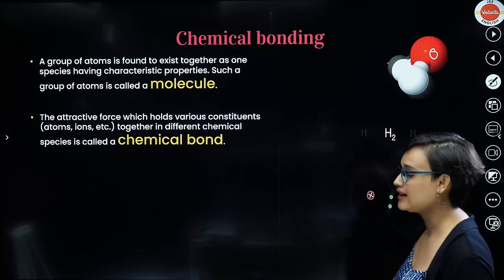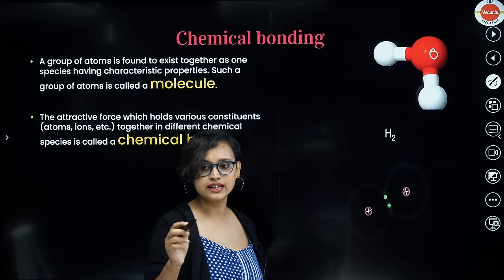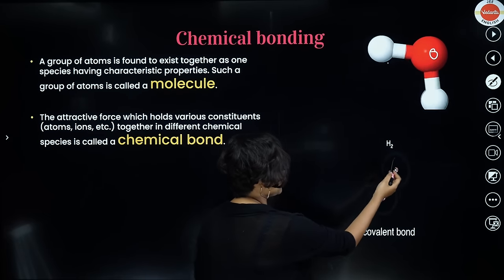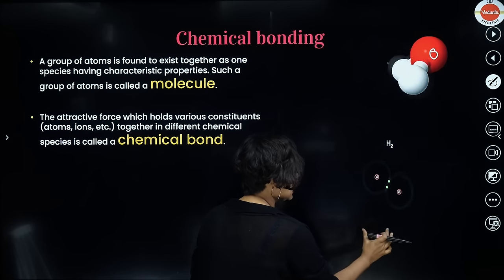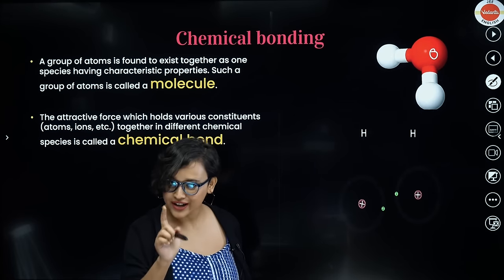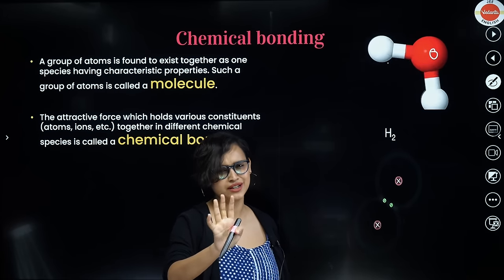And let's take a look at the chemical bond. As you can see, look at how these two hydrogen atoms are coming together, sharing one electron each, and forming a covalent bond. Now, what is a covalent bond? We will read about this in some time.